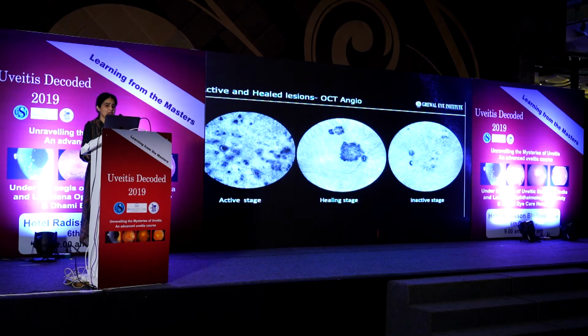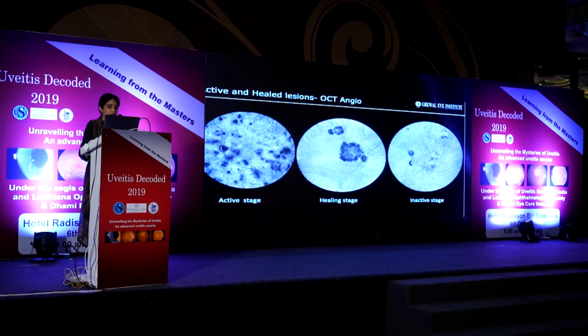The picture on your right is suggestive of active choroiditis, which appears as hypoflow due to an inflammation or an ischemic event happening at the level of the choriocapillaris, whereas once the lesion becomes more inactive, there's a lot of choriocapillaris loss and RPE loss, which results in the medium and large choroidal vessels becoming more prominently visible.